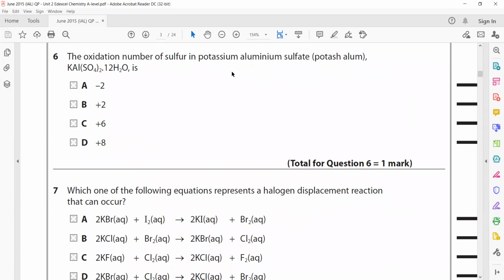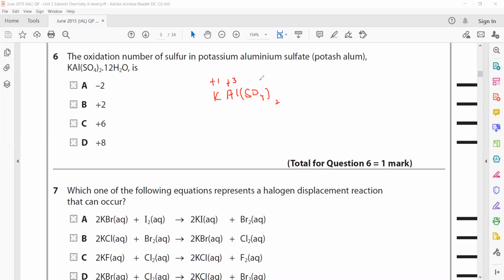In question 6, the oxidation number of sulfur in potassium aluminum sulfate. So we have KAl(SO4)2. Potassium is group 1, so this will be plus 1. Aluminum is group 3, plus 3.